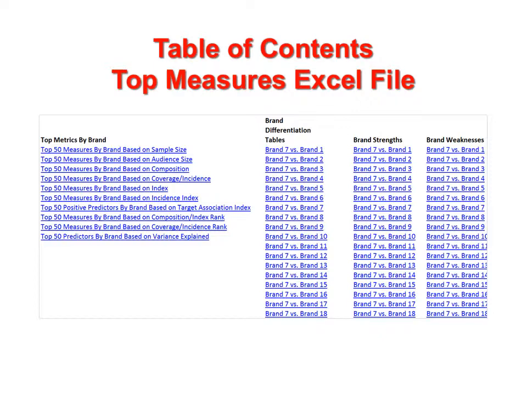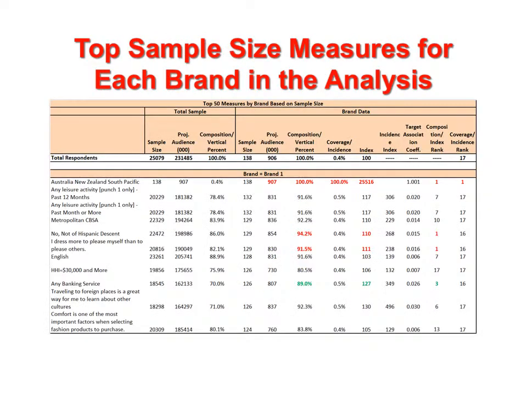The first series of tables in the All Measures file lists the top number of measures by brand for 10 media metrics. Let's take a look at the first table, which lists the top measures by brand in terms of sample size. Although it cannot be seen in this table, the top sample size measures are shown for every brand in the analysis. Additionally, the table not only shows the top sample size measures by brand, the table also shows three metrics for the total sample, including sample size, projected audience, and composition or vertical percent.